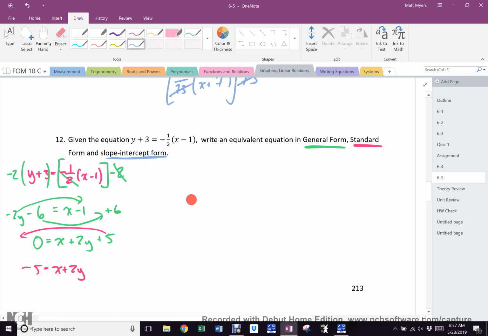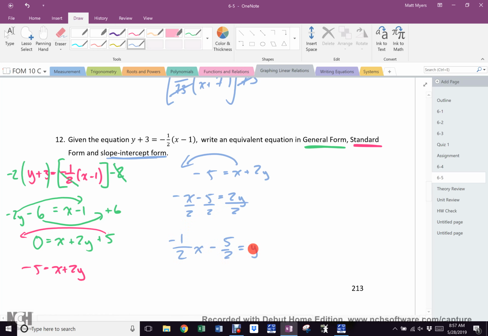Isolate y. So I've got negative 5 equals x plus 2y. Let's isolate y. What needs to move? X. What will happen to x when it goes over? It'll become what? Negative x minus 5 equals 2y. Now what? Divide by 2. Where else? Everywhere else. Negative 1 half x minus 5 halves equals y. And there is slope-intercept form.